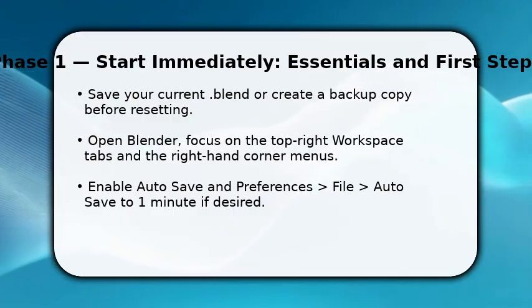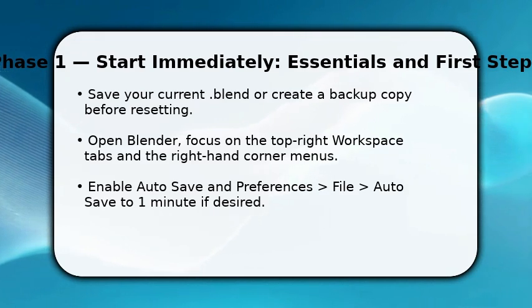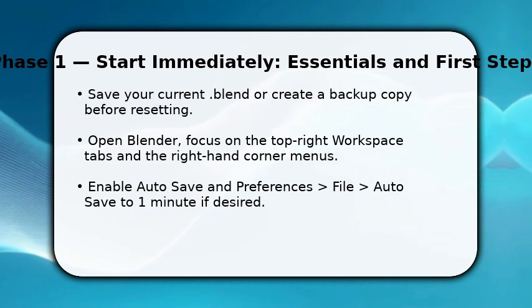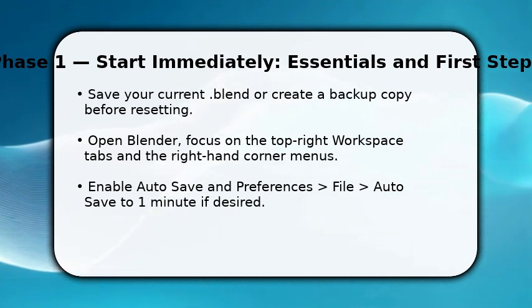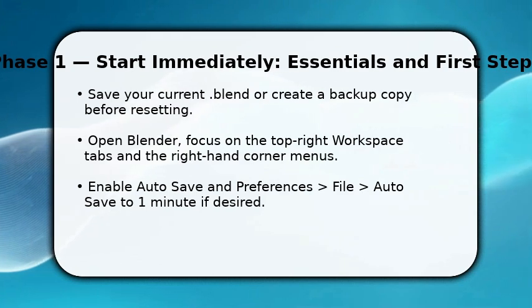You start by saving your work and making a quick backup. You do not want to lose custom layouts. Once done, open Blender and locate the Workspace tabs at the top. You should also open Edit Preferences and confirm that Auto-Save and file paths are valid so recovery is available. Make sure to note any add-ons you need to re-enable.